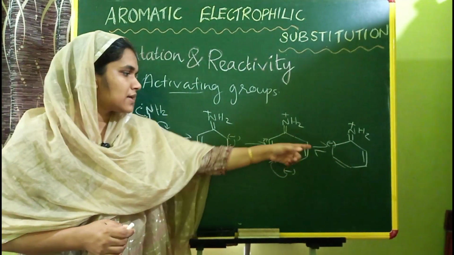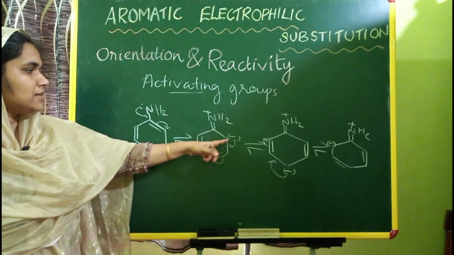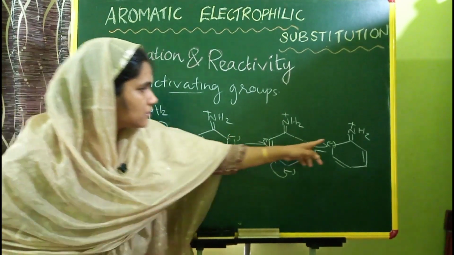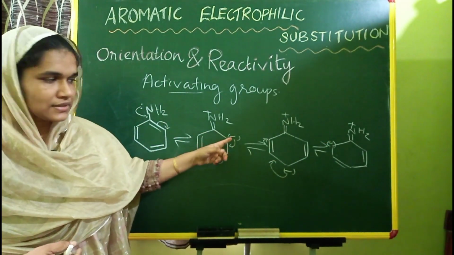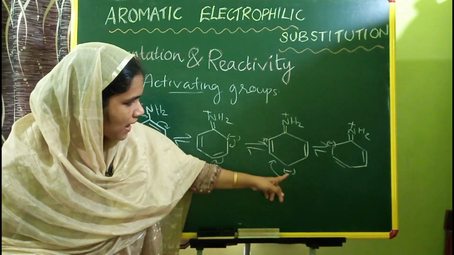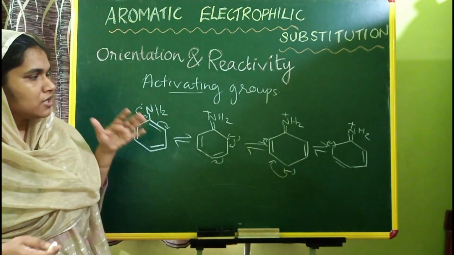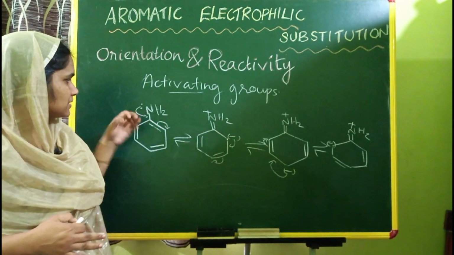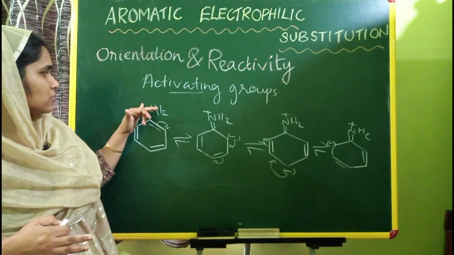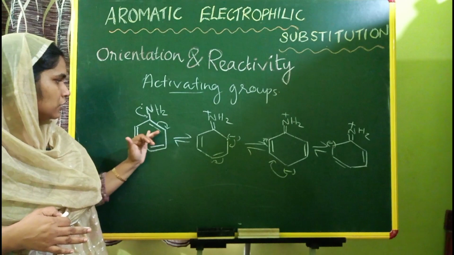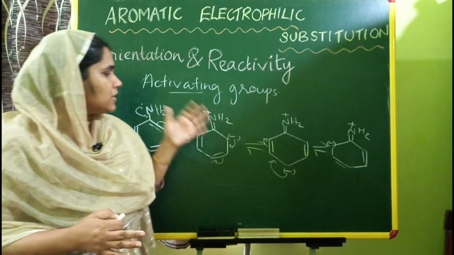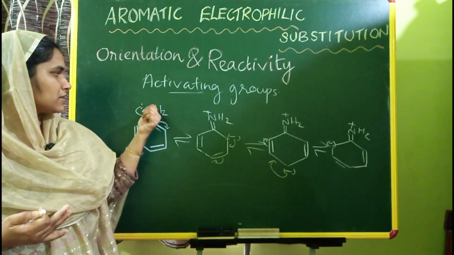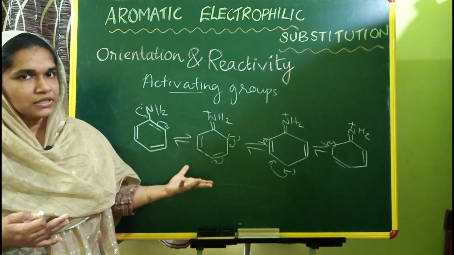If you look at these resonating structures, you can see that electron richness is present at the ortho positions: at this ortho and this ortho position you can see a negative charge, and the para position also has a negative charge. In conclusion, by these resonance structures, the electron pair present on the nitrogen is delocalized over this ring. That is, it increases the electron density of this ring, so the existing NH2 group is an activating group.